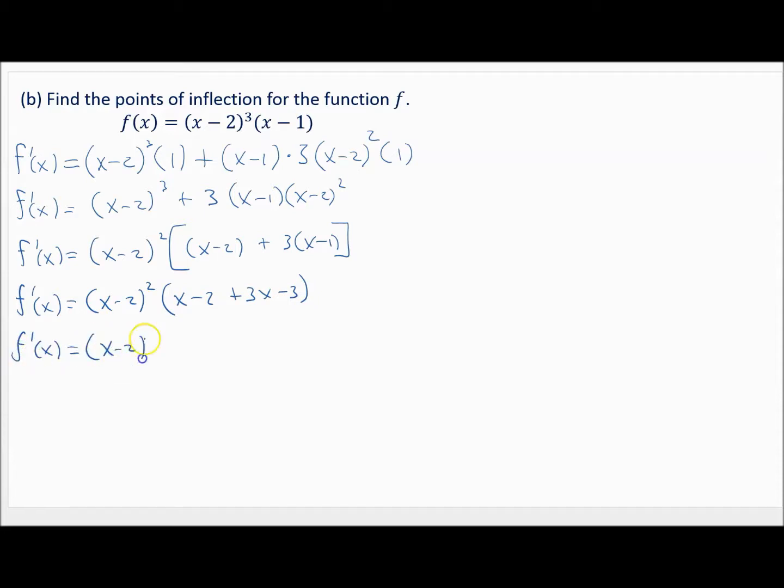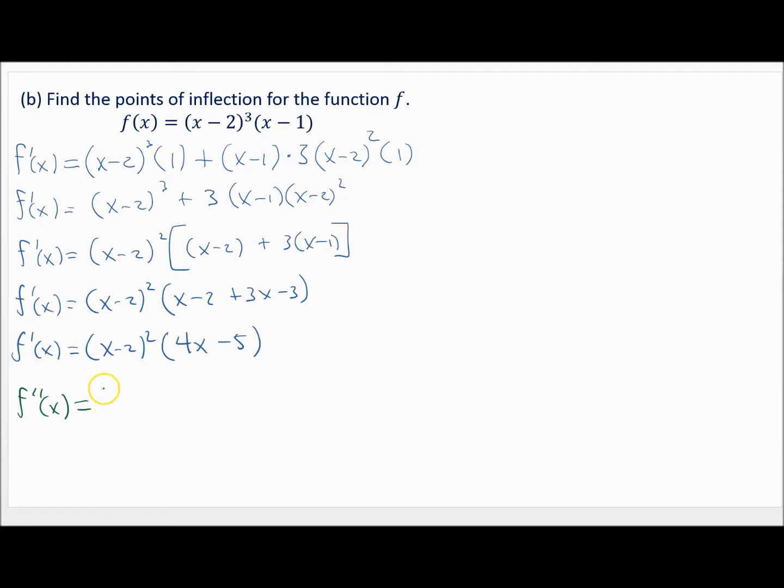So I have x minus 2 squared. And then here I have x plus 3x is 4x, and then negative 2 minus 3 is minus 5. So now I'm ready to take the second derivative. Let's do that in a different color so it's not so overwhelming. So second derivative. Now once again, I need to use the product rule and the chain rule within my problem.